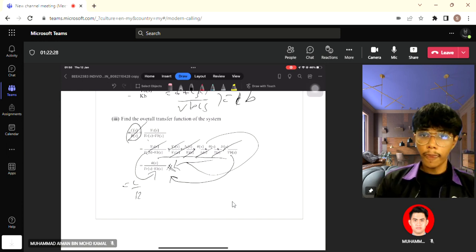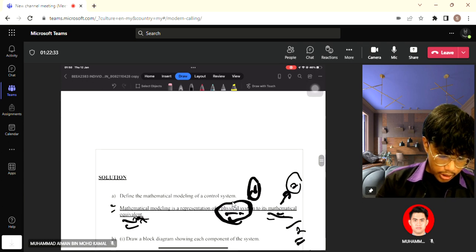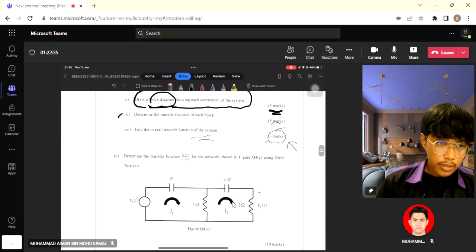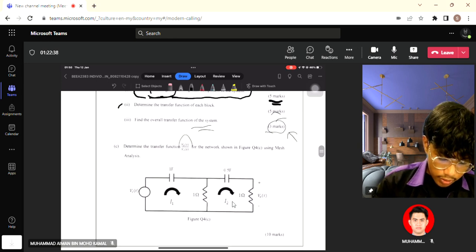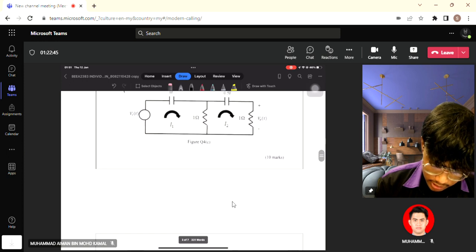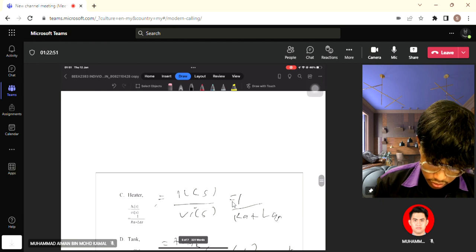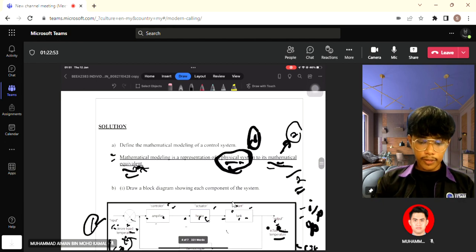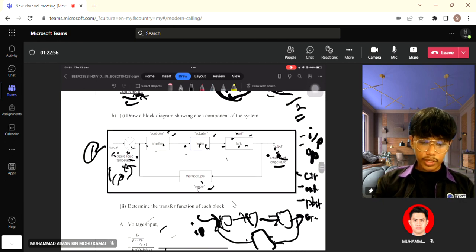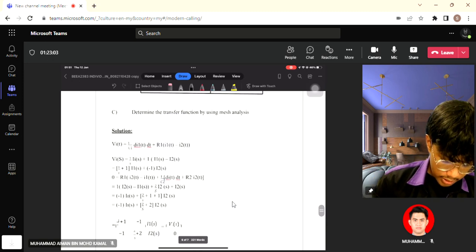So the final question and the one with the highest marks was: determine the transfer function for the network shown in figure question 4c using mesh analysis. As you can see here, it was 10 marks, and in almost all exams there must be at least one question that has 10 marks. So for this paper, the highest marks were on this question.